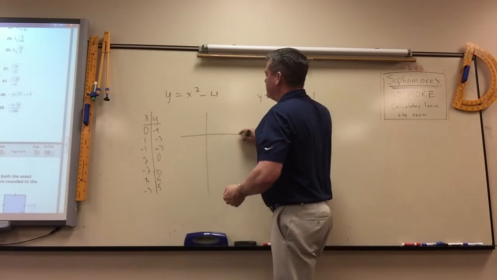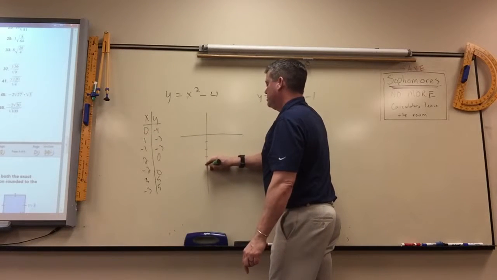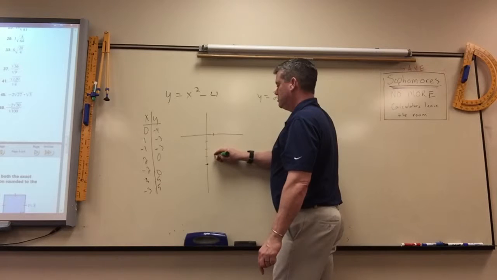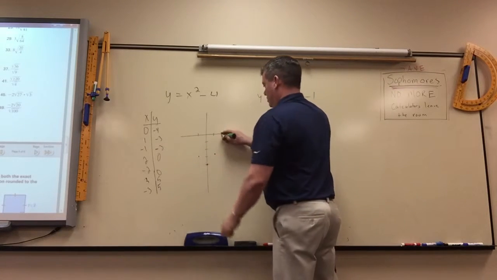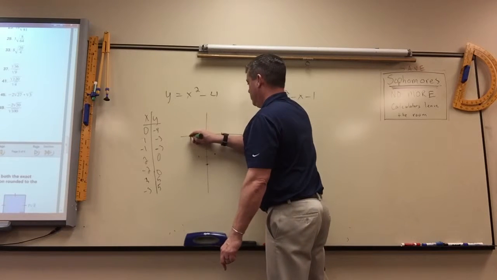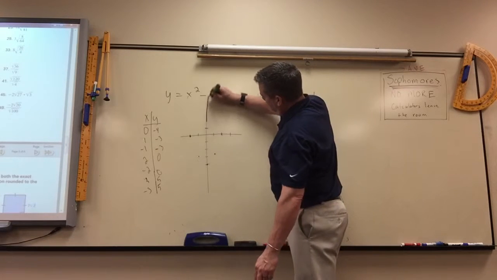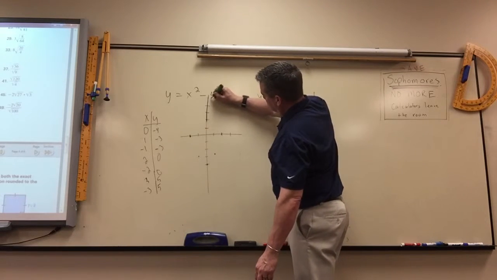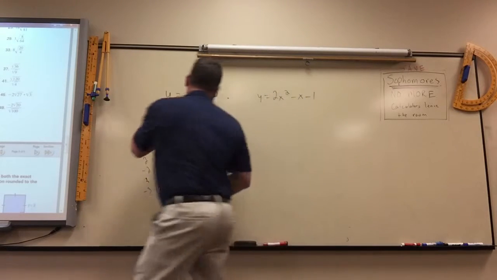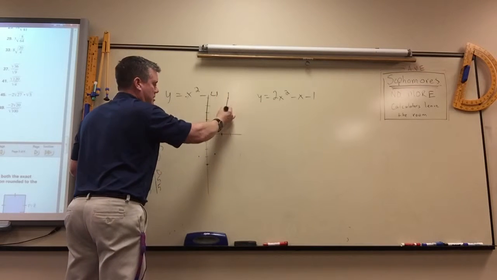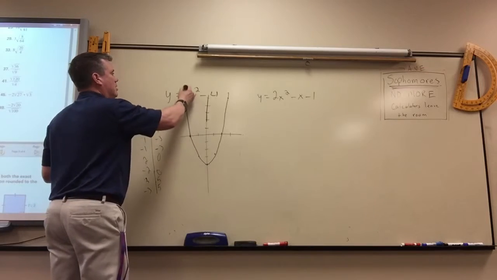So to graph this, 0, negative 4, if you plot all these points, 1, negative 3, negative 1, negative 3, 2, 0, negative 2, 0, 3, 5, and negative 3, 5. So when you connect this, it forms a parabola. That's what this is called. I missed the dot. That's okay. Like that.